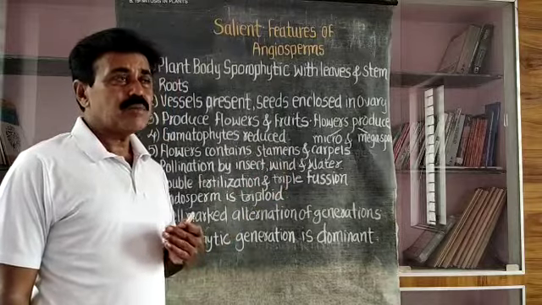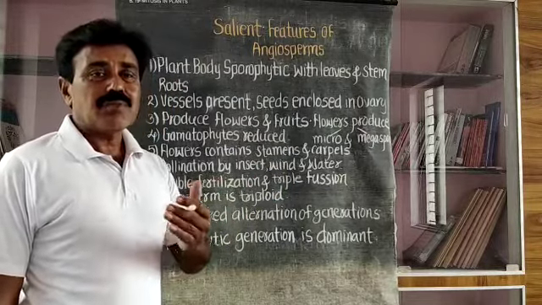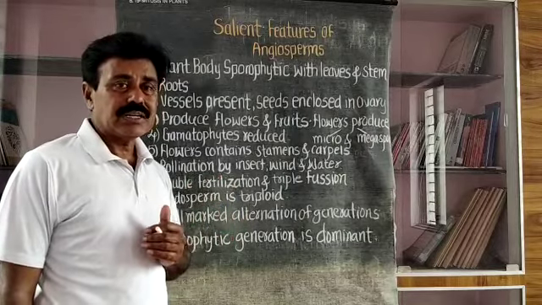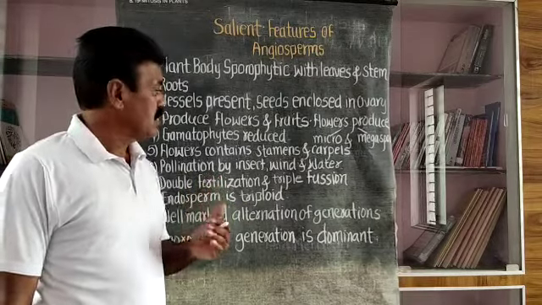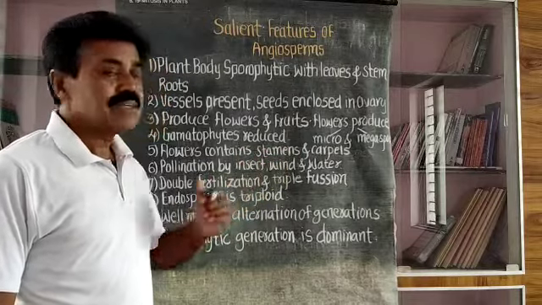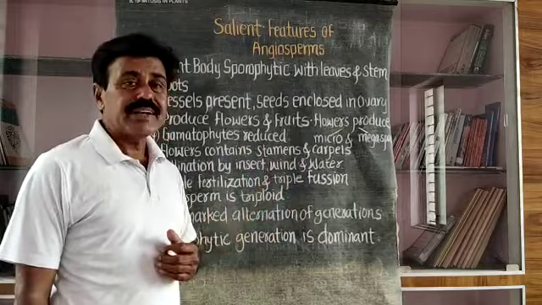Then pollination takes place by insect, wind and water. That means, you know that pollination means transfer of pollen grain from a flower to the stigma of another flower, or sometimes on the same flower. The process is called pollination, and it takes place with the help of some agencies. It may sometimes be insects, wind, or sometimes water. If the plants are hydrophytic in nature, water is the pollinating agent.